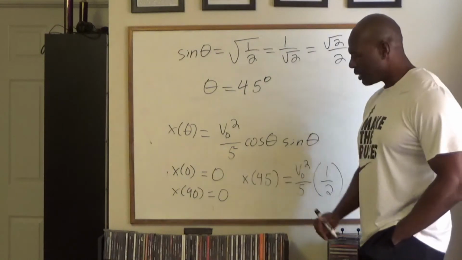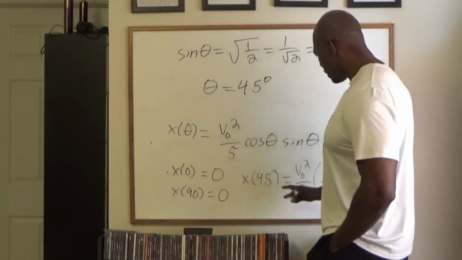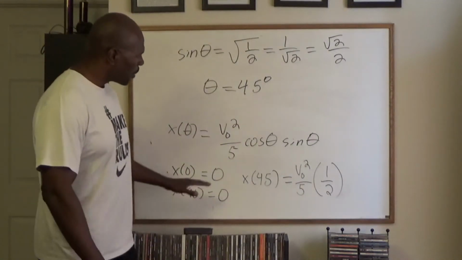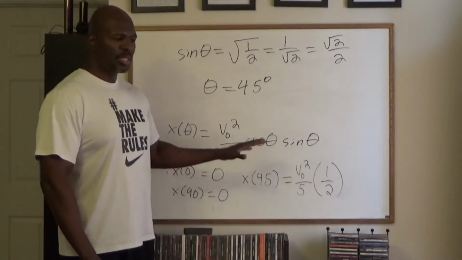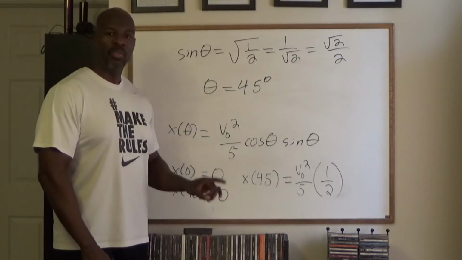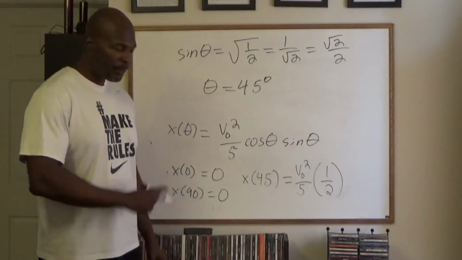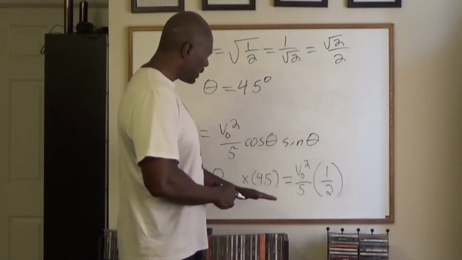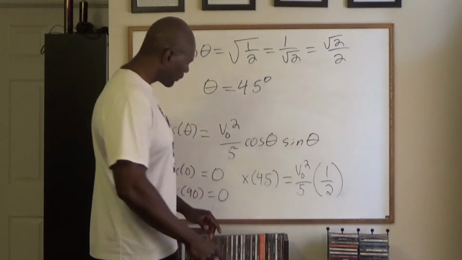That's going to give me a number that's greater than 0. So I feel like we have come to the conclusion that if I want to throw a ball and have it travel the furthest distance possible, I should throw the ball at an angle of 45 degrees. But I want to go one more step to confirm that this is indeed the true answer.